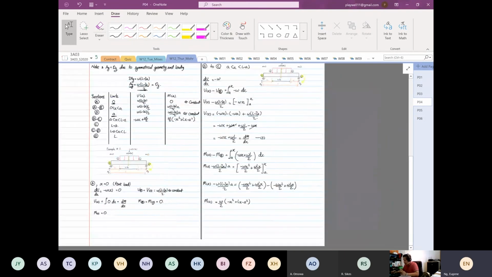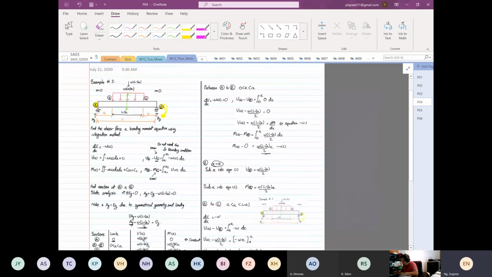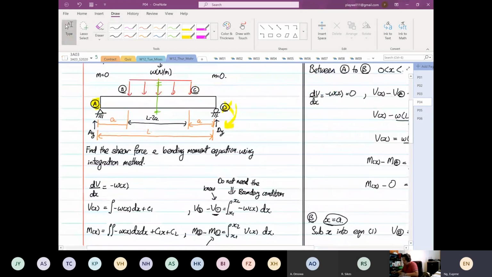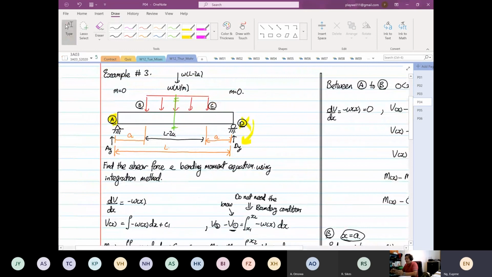Okay, so what I've just shown you is this. Two things you have to know is that you can also apply the integration method for point load combined with distributed or just with point load. You can do that. But if you just have point load, I will just use positive shear, positive bending moment. I'm just trying to show you how the integration method works for point load.